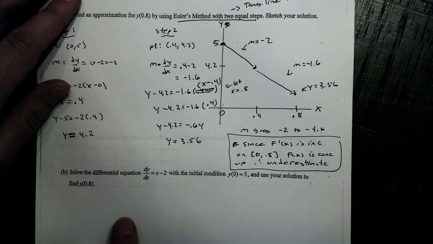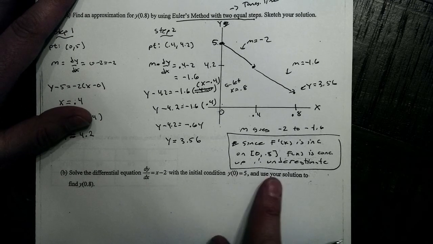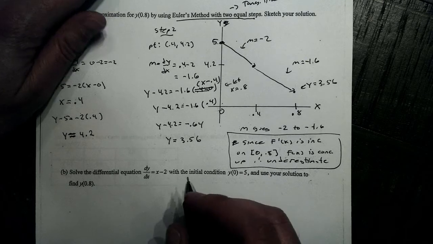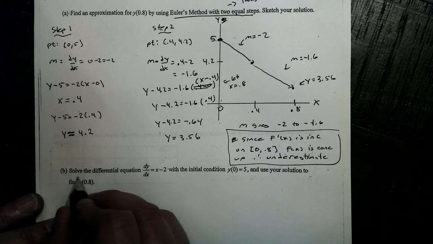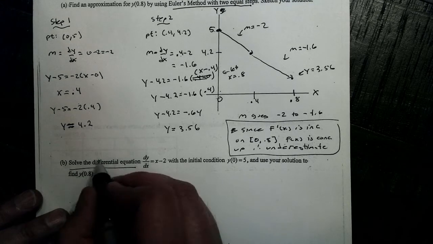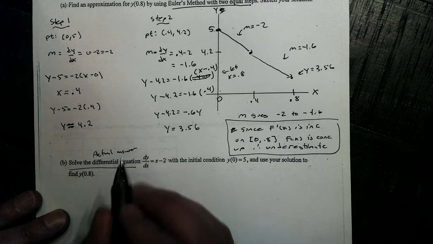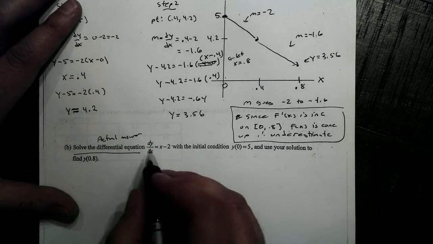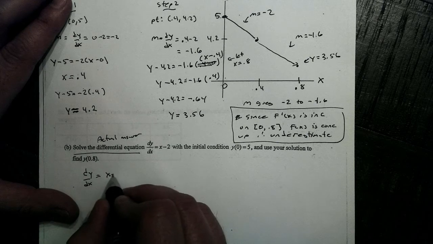Now part B says solve the differential equation for this solution and use it to find the actual value. So for part B, they want the actual value. That's what they're saying. So when they say solve it, now we're going to get the actual answer, and we'll see how far off we are in our approximation. So this is solving a differential. We've been doing this for a few days now.